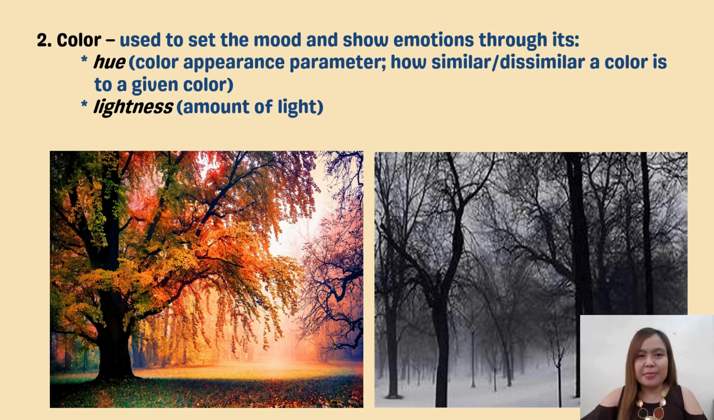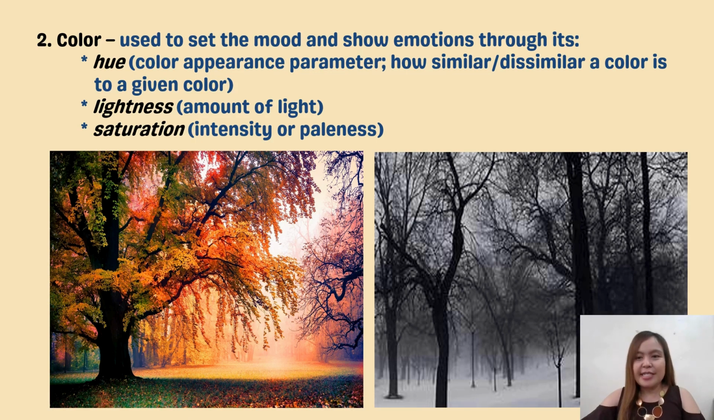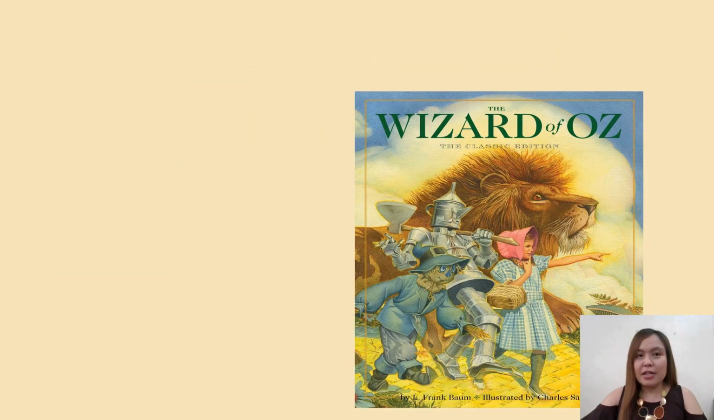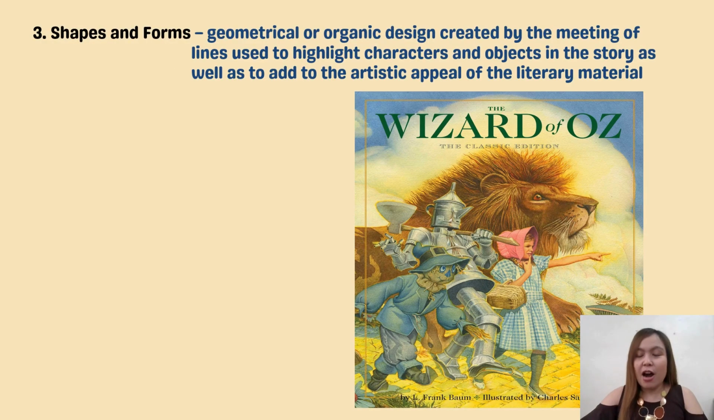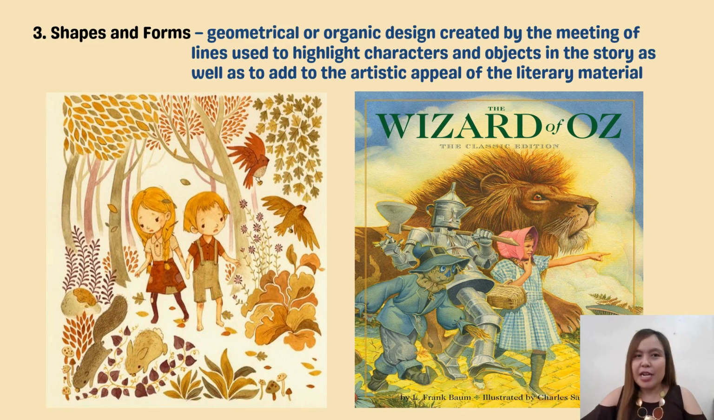Well, apart from that, you also have what you call saturation, which refers to the intensity or paleness of color. So all these are the considerations that illustrators have to make when they color in the images in any literary piece. And those colors, those decisions are oftentimes intentional because there is a look that they would like to achieve from their material. Number three, we have shapes and forms.